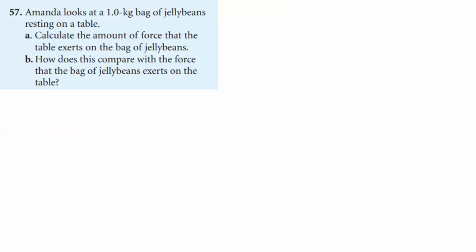We talked about Newton's third law, that there's an action force and a reaction force equal in magnitude and opposite in direction. Now, there's a 1 kilogram bag of jelly beans resting on a table. What is the force that the table exerts on the bag? The force equals the force. It should be 1 kilogram, 10 Newton.